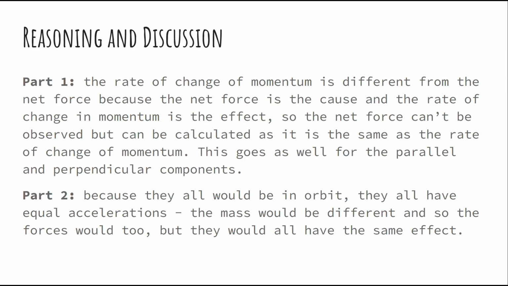And then because everything would be in orbit in this system that it's asking about, including the black hole, star, planet, moon, and spaceship, they would all have roughly equal accelerations. The mass would be different, but the distance would cancel that out, and so they'd all kind of have the same effect.